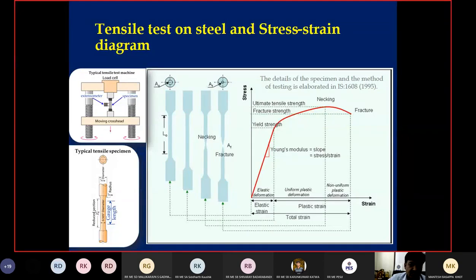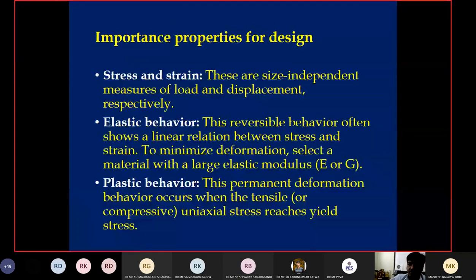So this is what you have learned initially, and you should know that strength and stiffness have to be properly understood in order to understand this subject. Now, the important properties in the designs are going to be the stress and strain characteristics of any material. As you all know, these are size dependent and measures of load and displacement respectively. So you need to know how the stresses and strains vary with the materials, the elastic behavior.